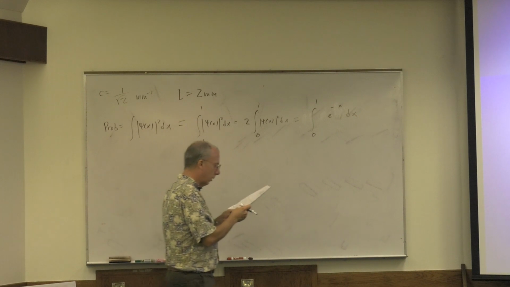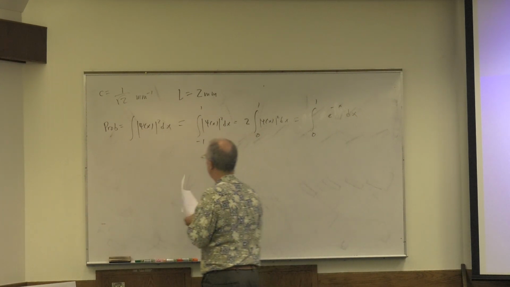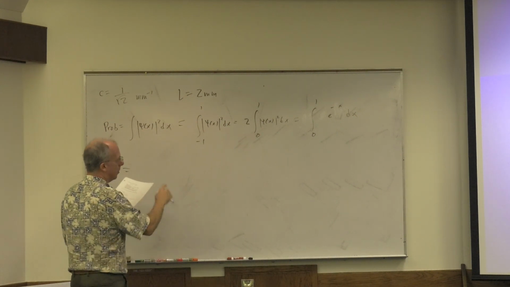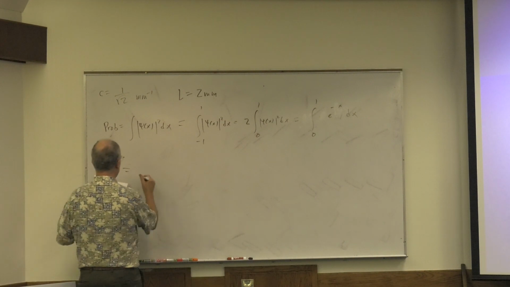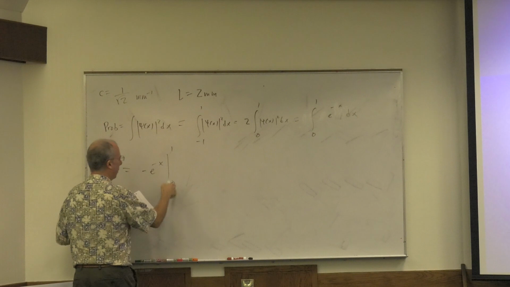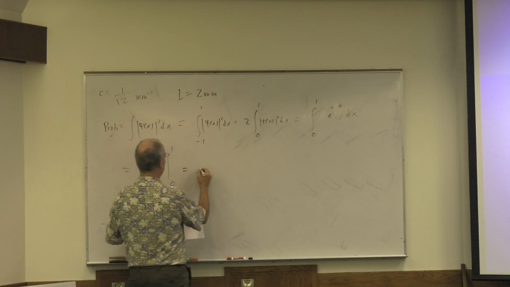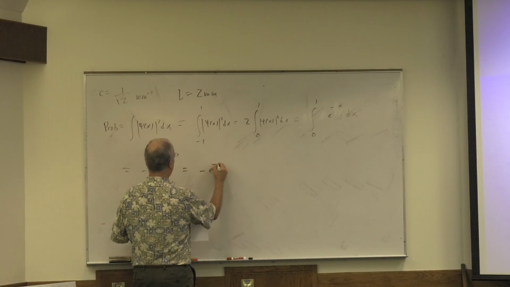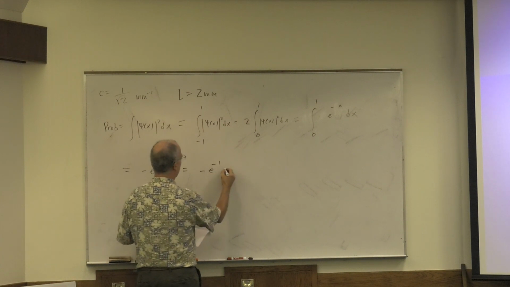Okay, so that's even cooler, right? So what's the integral of e to the -x? It's minus e to the -x. So we have minus e to the -x between 0 and 1. So we have negative e to the -1 minus a negative, which is plus.